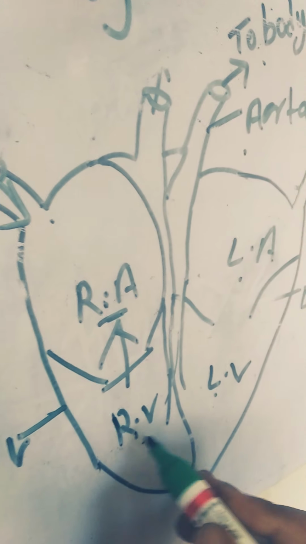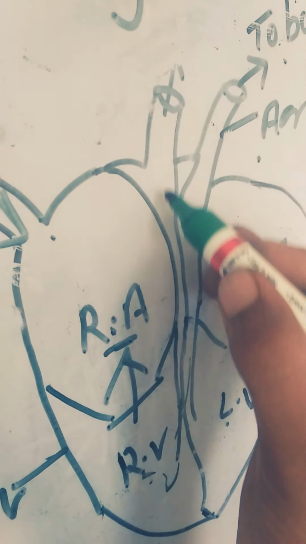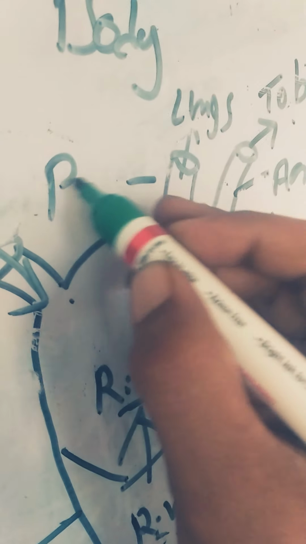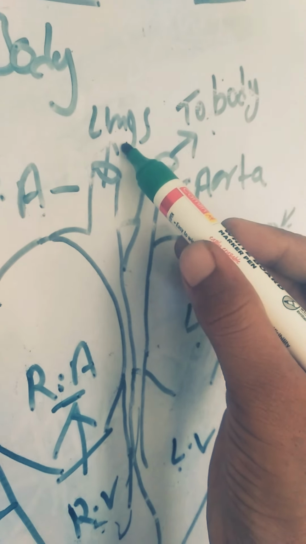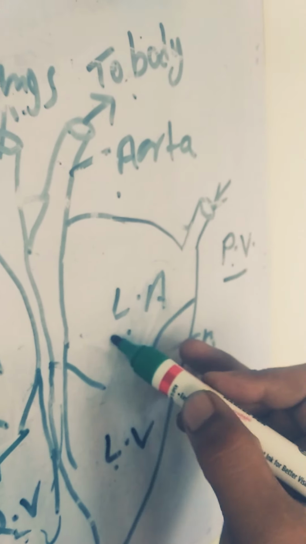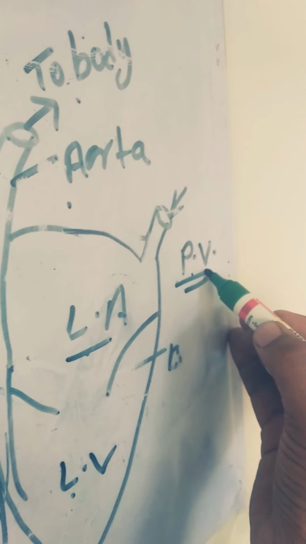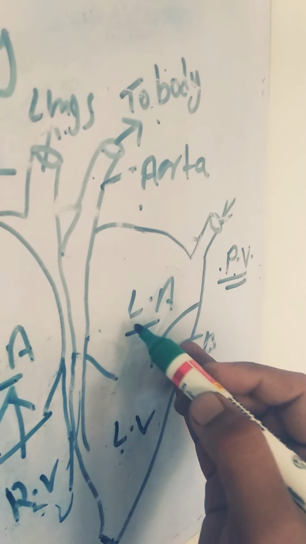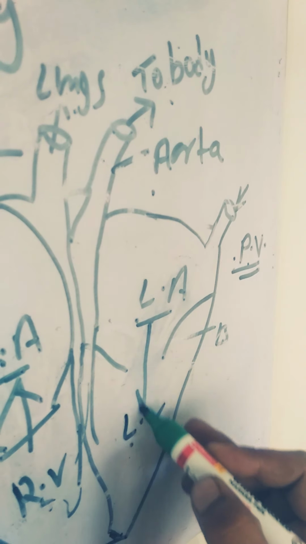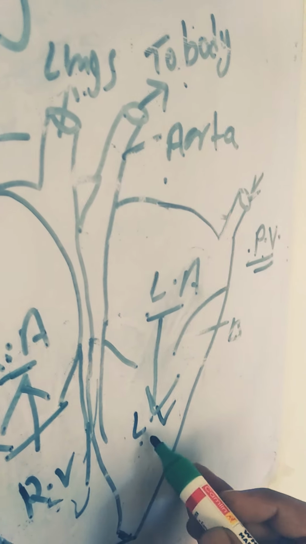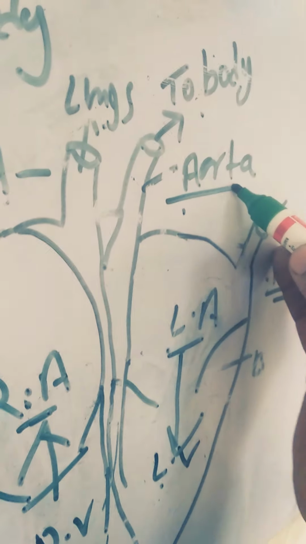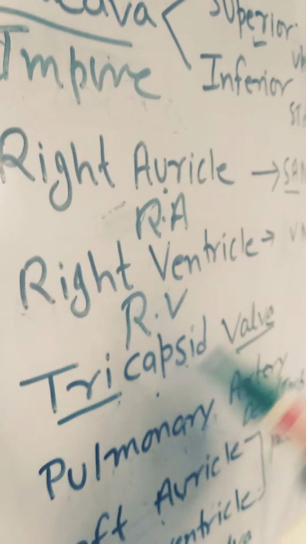Clear? From the right ventricle the impure blood goes to the lungs for purification by the pulmonary artery. After purification the pure blood comes to the left auricle by the vein called the pulmonary vein. From the pulmonary vein the blood comes to the left auricle. From the left auricle it goes to the left ventricle. From the left ventricle the pure blood goes to the body by the aorta. So this is the circulation of blood and these are the names of the heart.